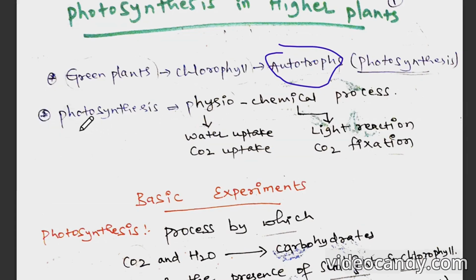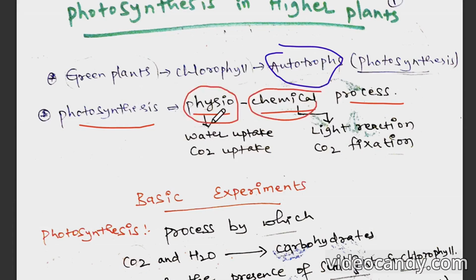So photosynthesis is a physiochemical process. Photosynthesis involves both physiological and chemical processes. That's why it's called a physiochemical process.